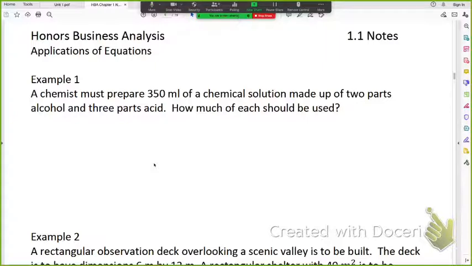This entire section of notes is all just equations. Okay, so we're not looking at inequalities. We're not looking at systems of equations. We're not getting into all that yet. We are just doing basic equations, all right?